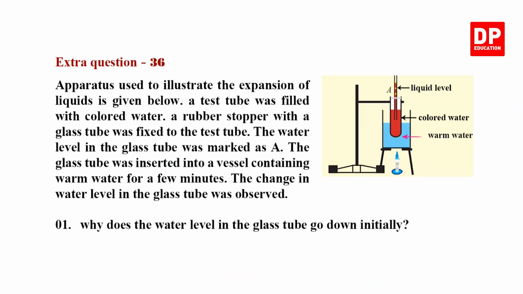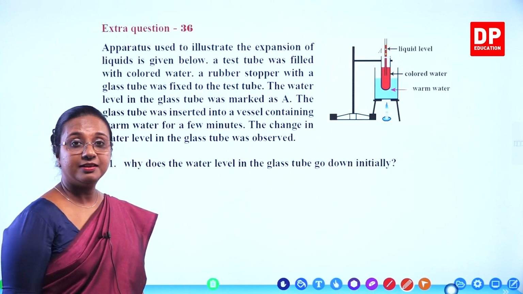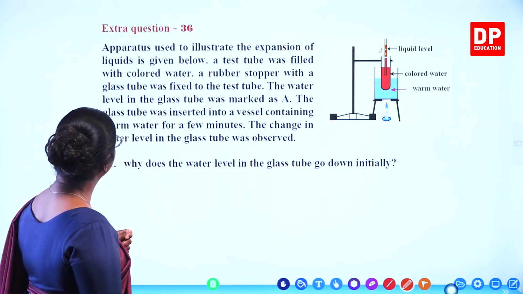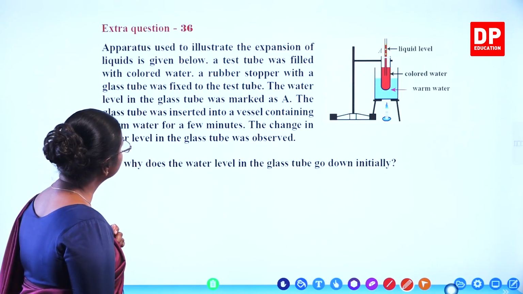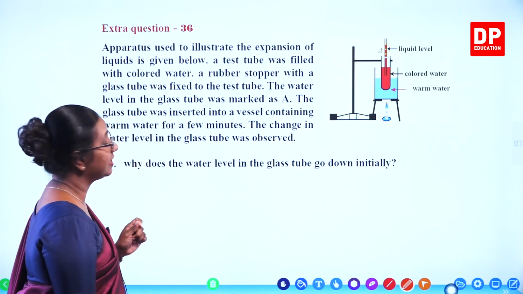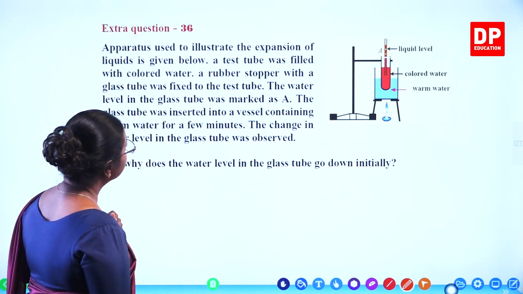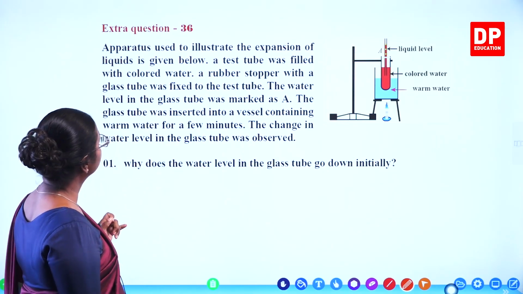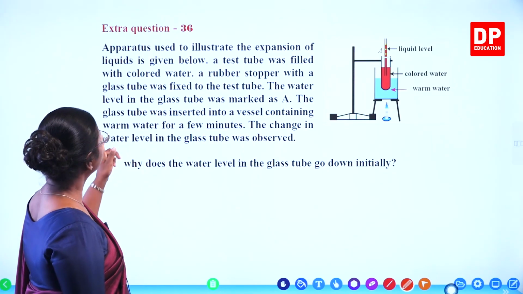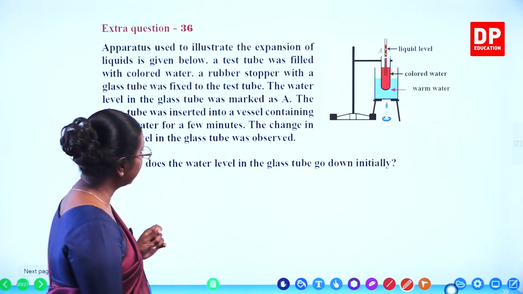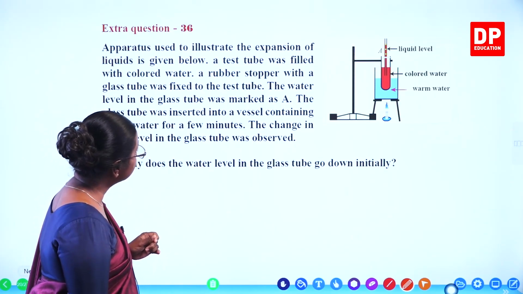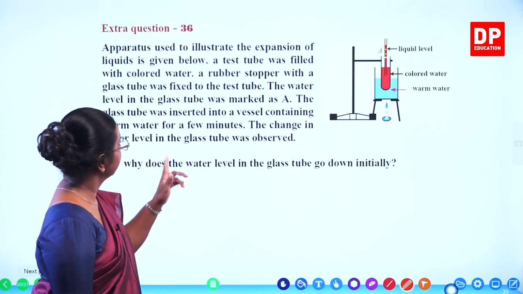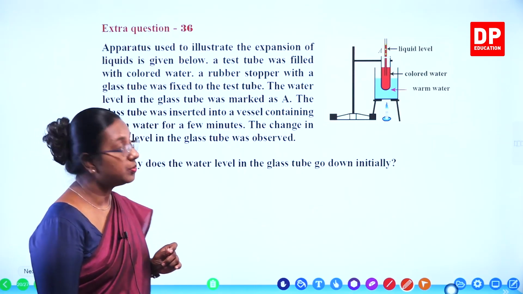Extra question 36. Here there is a diagram given to you. I'm sure you are familiar with this activity. We have done this in the lab. Apparatus used to illustrate the expansion of liquids is given below. A test tube was filled with colored water. A rubber stopper with a glass tube was fixed to the test tube. The water level in the glass tube was marked as A. The glass tube was inserted into a vessel containing warm water for a few minutes. The change in water level in the glass tube was observed.